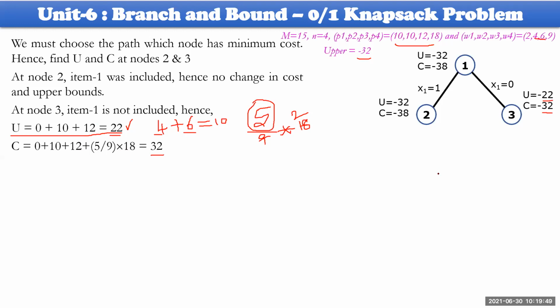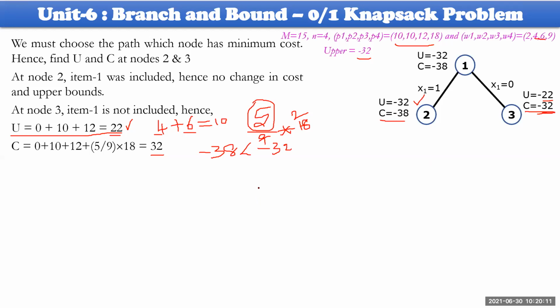Look at this, which is the minimum value when compared to the minimum cost at 2 and 3. We have a cost of minus 38, which is the minimum value when compared to the cost of minus 32. Minus 38 is a lesser value when compared to minus 32. Therefore, we have to explore this particular vertex.